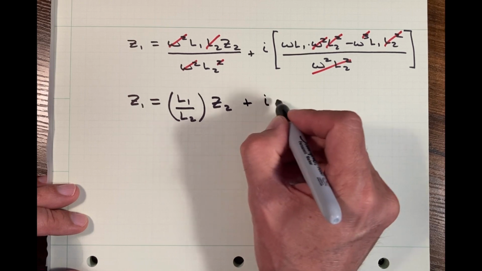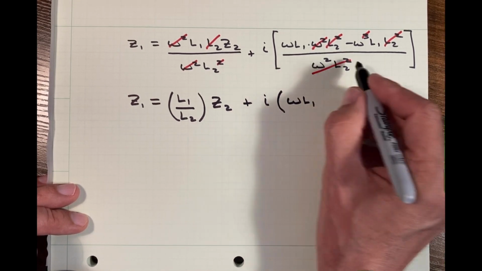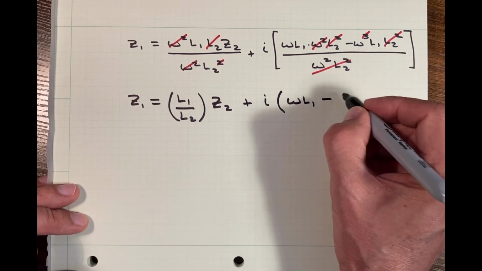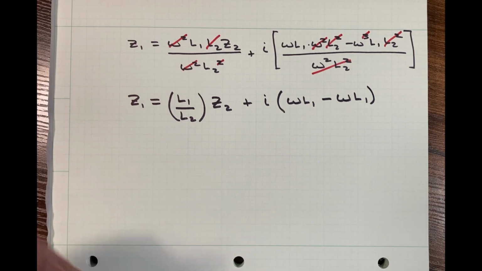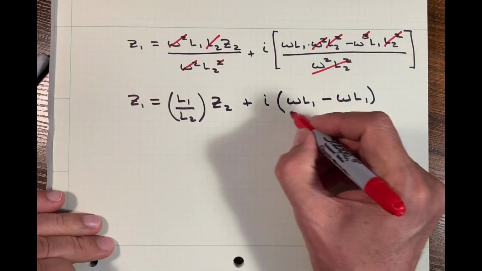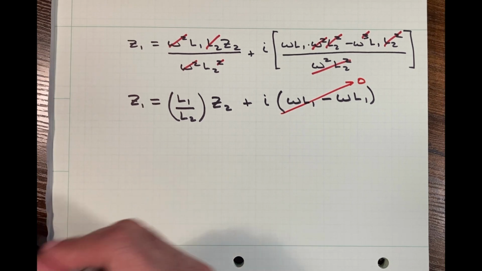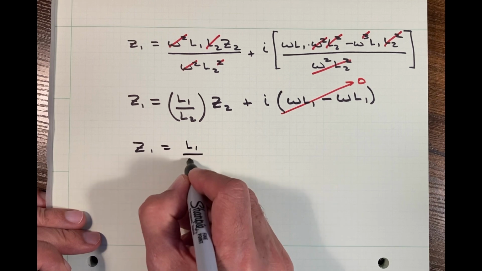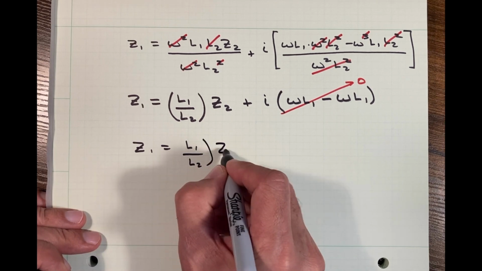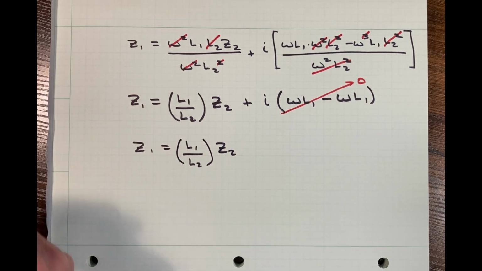Now, what happens over here? Well, let's work it out. We have I times omega L1 minus, the only thing that's left over here is omega L1. So, of course, that goes to 0. So, Z1 equals L1 over L2 times Z2. That's an intermediate result, so we won't put it in a box right here.